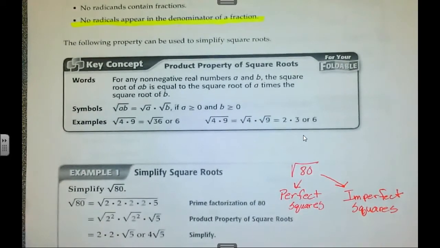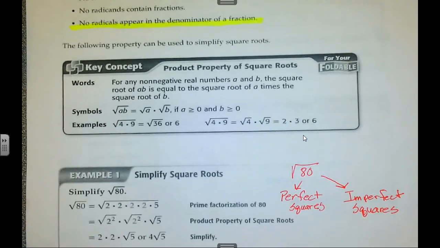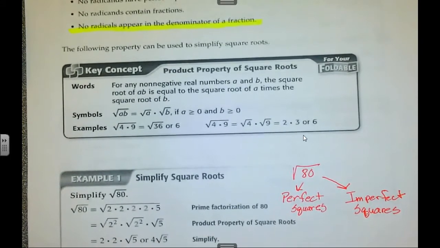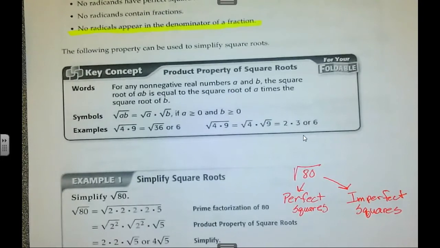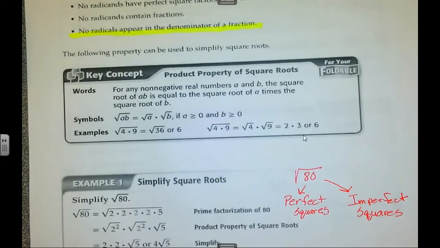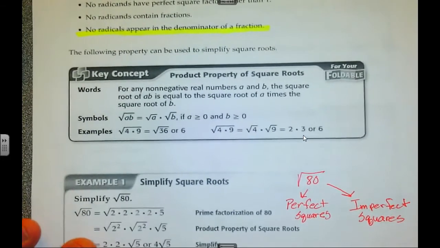Anybody know? Anyone? Bueller? Bueller? Dewey, are you Googling it or what? What do I mean by perfect squares, guys?